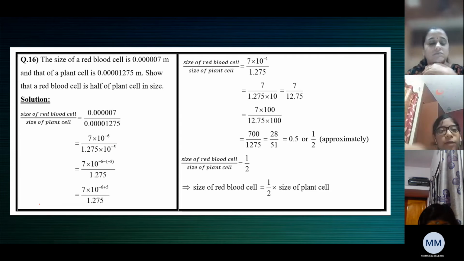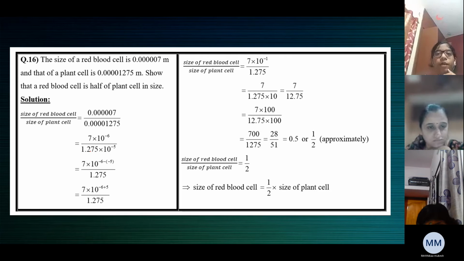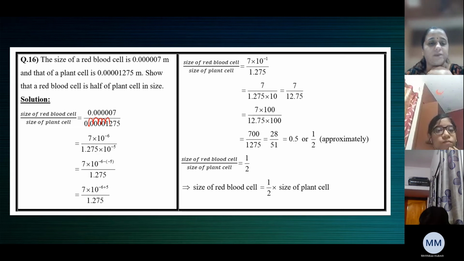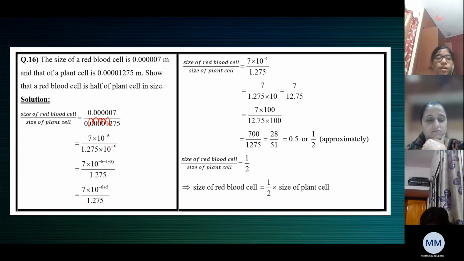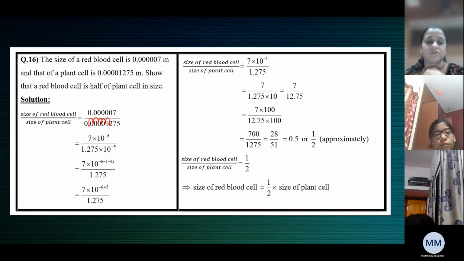Yes, ma'am. A scientific notation should be greater than 1 and less than 10, ma'am. So we need to move the decimal places exactly near to 1. It moves 5 places and the value increases, ma'am. So when the value increases, the power should be negative. So it's 10 to the power minus 5, and it's 5 because we've moved the decimal point by 5 places. Okay. Then the next step.